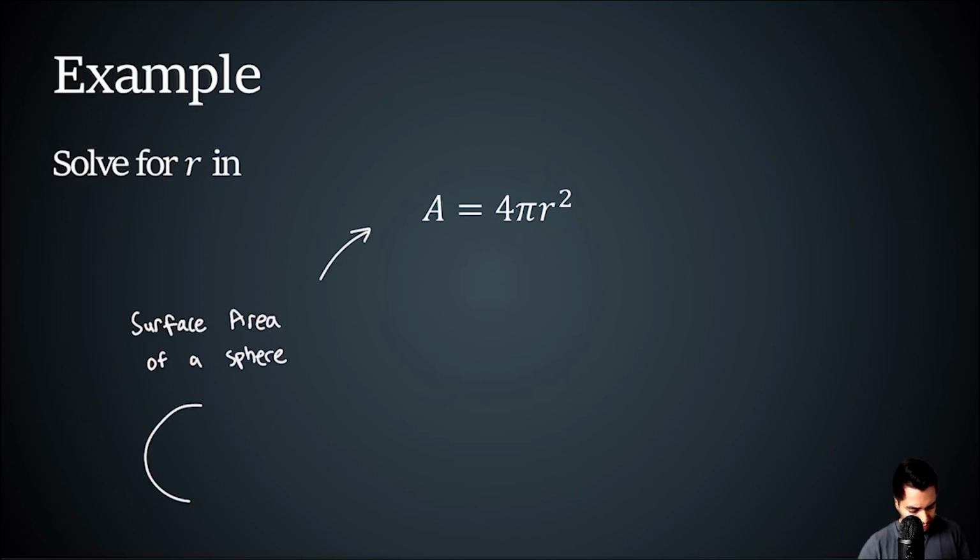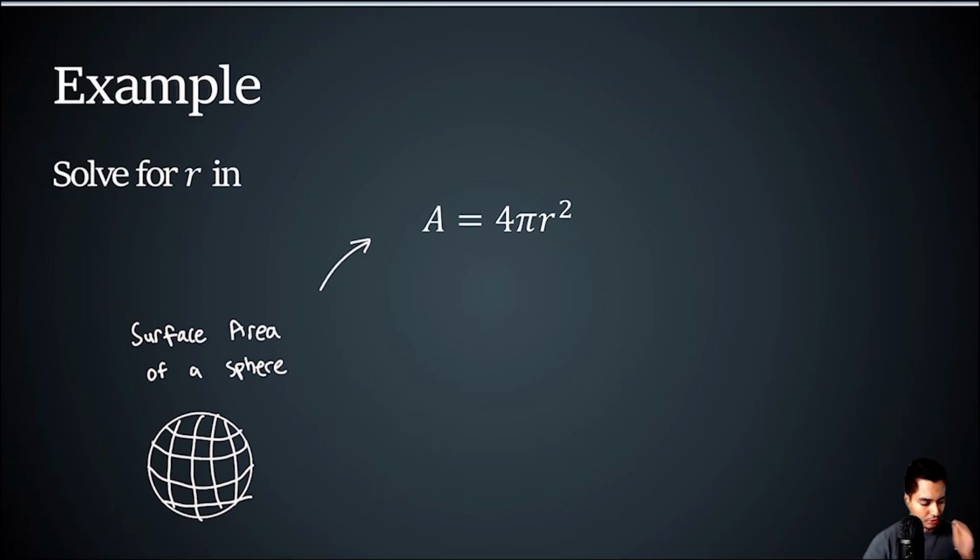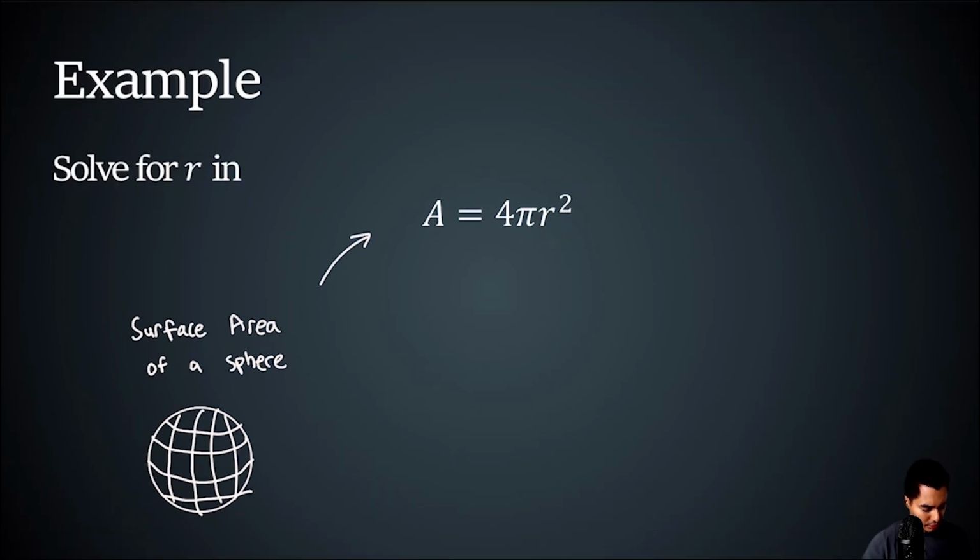Okay, so if we were to draw a sphere in 3D space, it might look like that, and we want to basically calculate the total surface area of, let's say, a basketball, right? So that's what this equation will tell us. And we want to solve for r in this expression, so let's just treat all of these as variables.